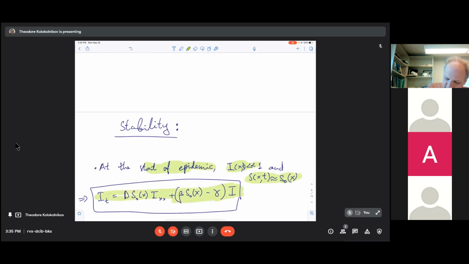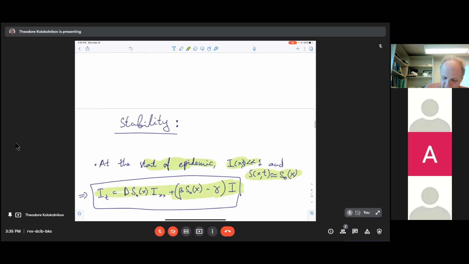So basically, you replace S by S0, and that's what you get for the infected individuals. And this is now a linear model. And now we can look at the stability of this model. Just like at the beginning, when I wrote down the stability for just an ODE model for SIR, the stability is controlled by the sign of the term in the brackets, right?